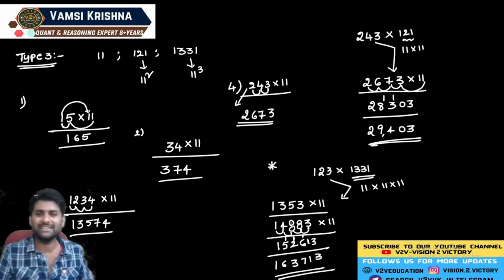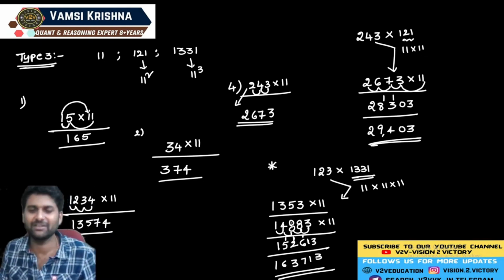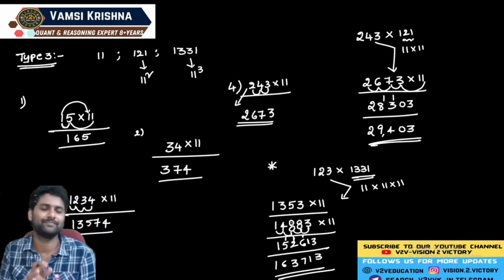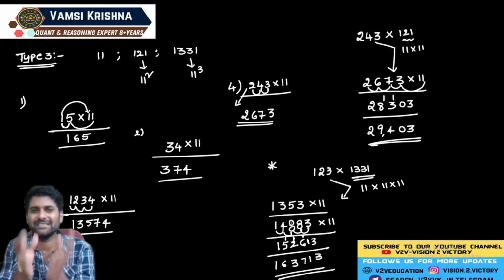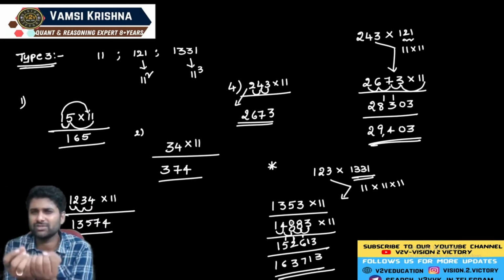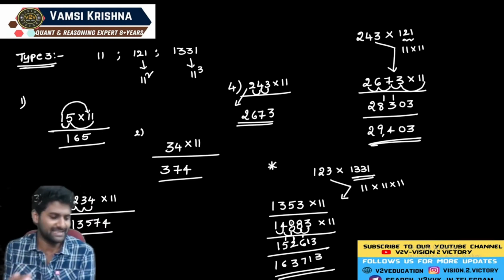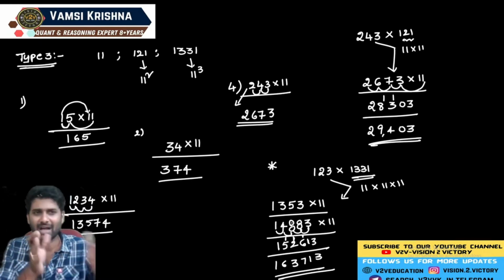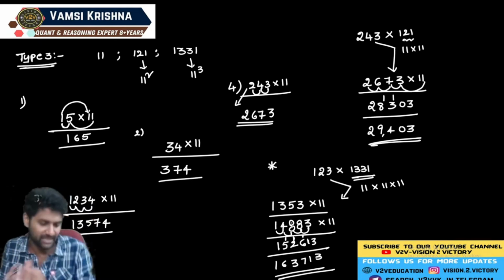If 123 is multiplied by 1331, resultant is 163,731. If you see this calculation, you can solve this question within 10 seconds, guys. That's why learn all the standard procedures. That's why I discussed different type of multiplications.